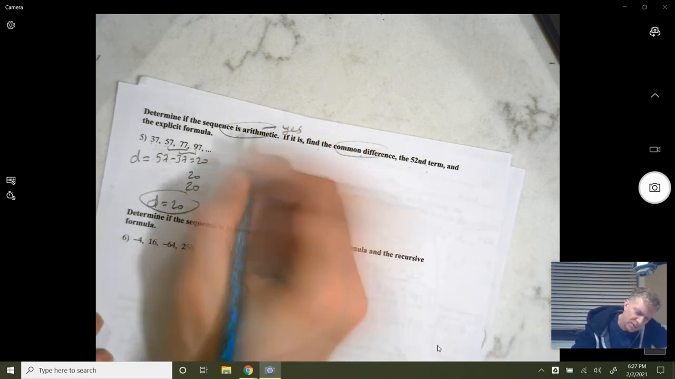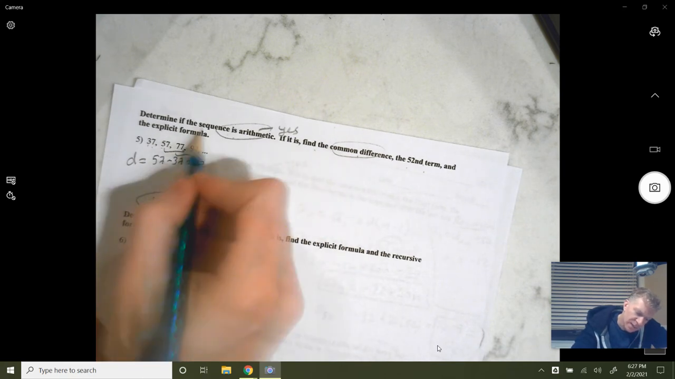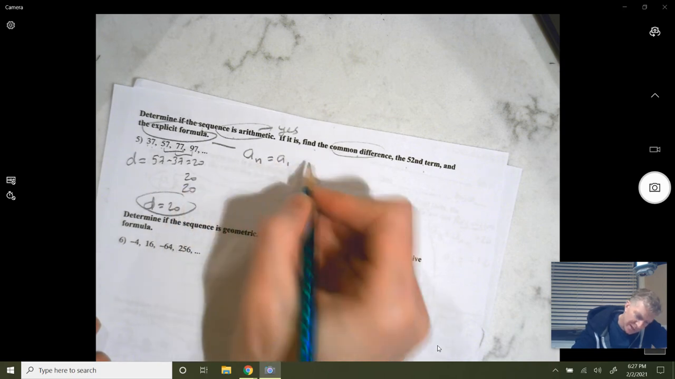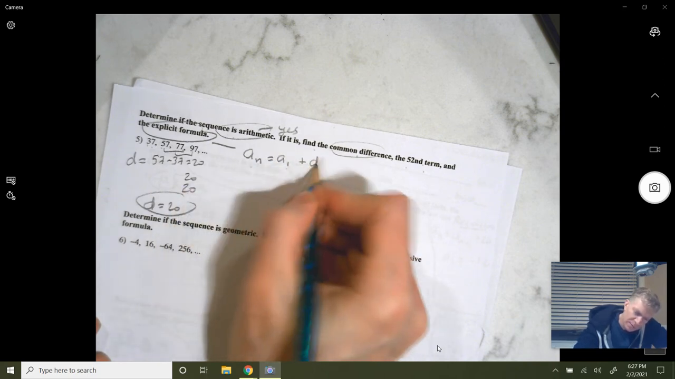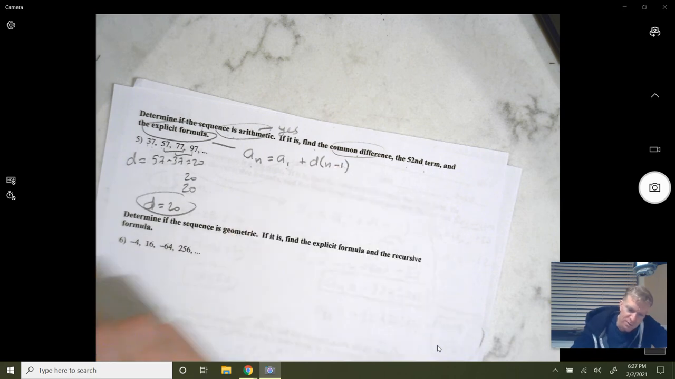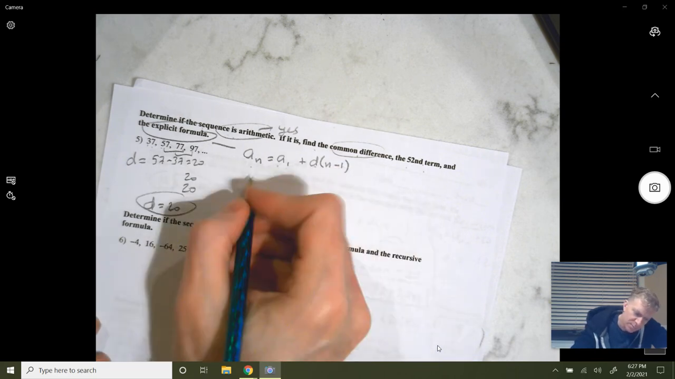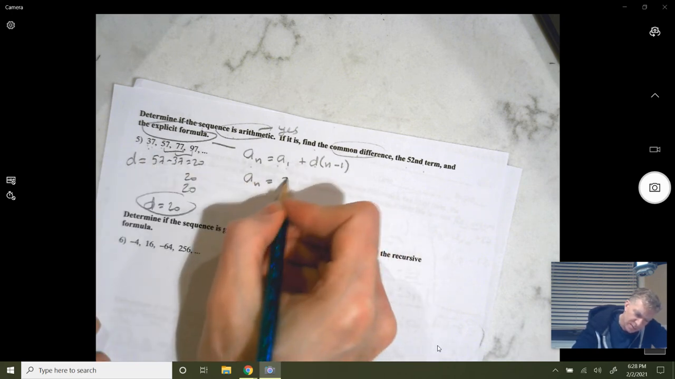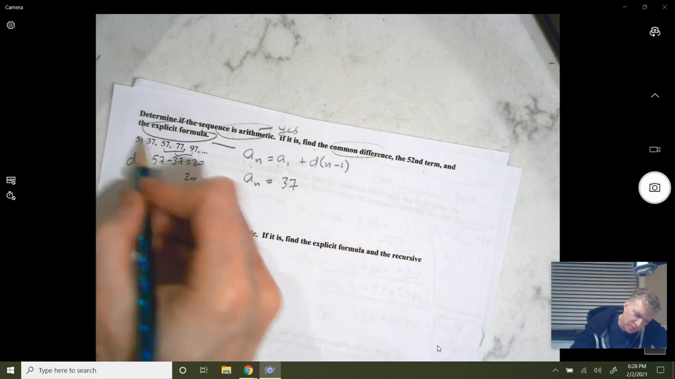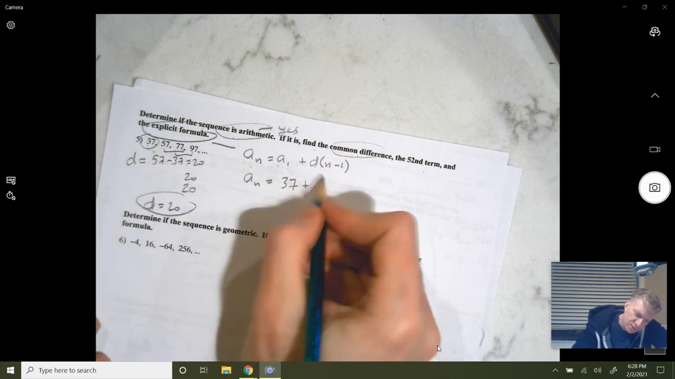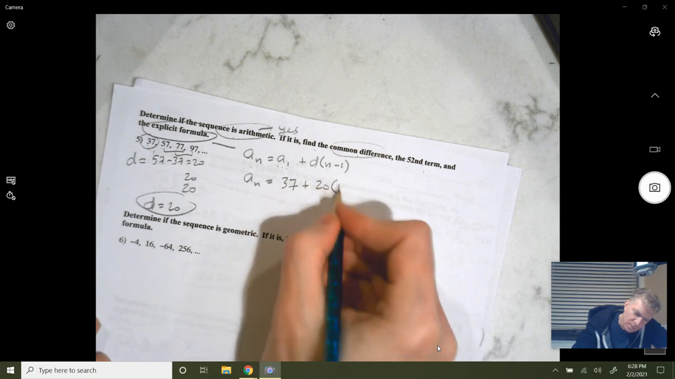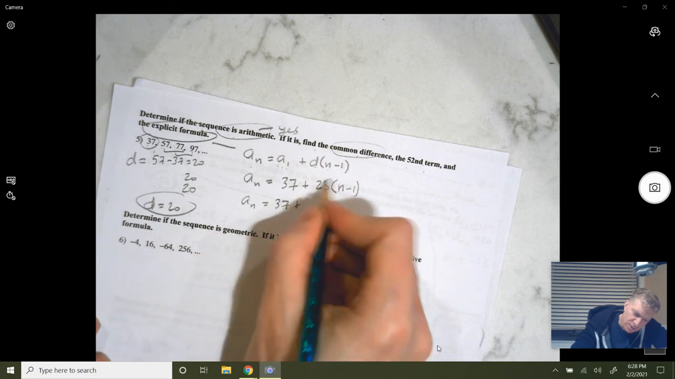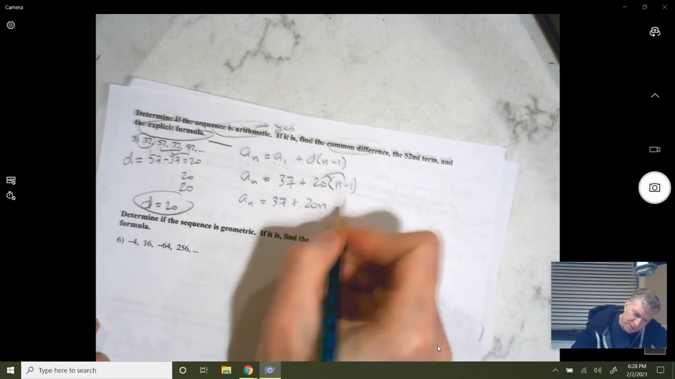We found the common difference. Let's find the 52nd term. Okay. Find the explicit formula. For an arithmetic sequence, your explicit formula is a sub n equals a sub 1 plus your common difference, added n minus 1 times. So a sub 1 plus d times n minus 1. So a sub n equals your first term, 37. A sub 1 means your first term, plus your common difference, which is 20, times n minus 1. And we can simplify that: 37 plus 20n minus 20.